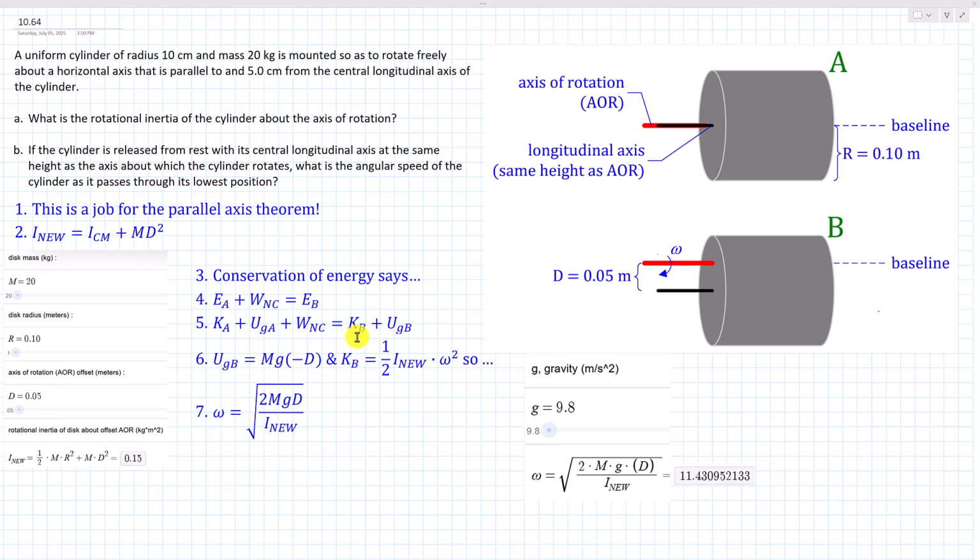At energy state B, I do have some kinetic energy. This is the cylinder at its lowest point, and I do have a non-zero gravitational potential energy term. This is my expression for gravitational potential energy. This is my expression for rotational kinetic energy. So when I solve for omega, I get 11.43 radians per second.